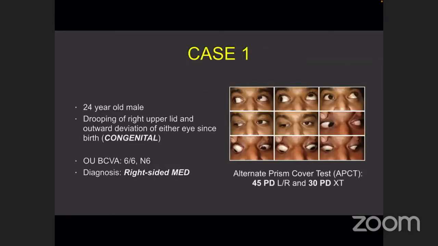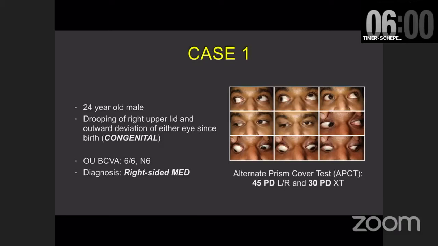So my first patient was a 24-year-old male who presented with drooping of the right upper eyelid and outward deviation of either eye since birth. On alternate prism cover test, he measured 45 prism diopters of L over R with 30 prism diopters of exotropia. So diagnosis of right-sided MED was made.